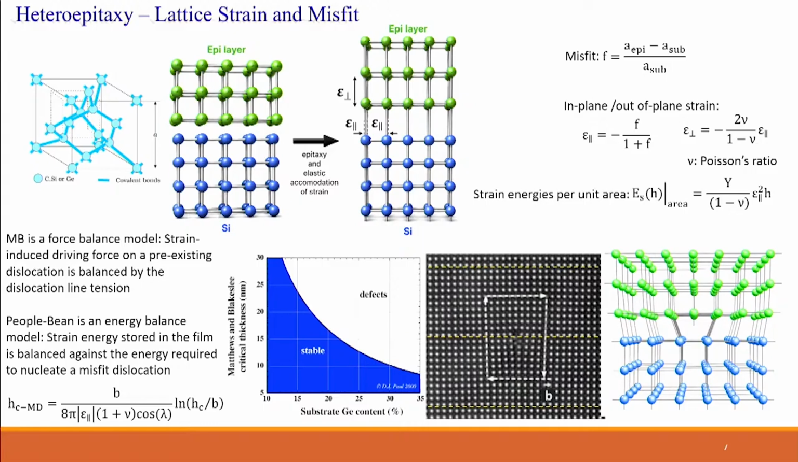Now, what is that thickness? There are different models. None of these models are very accurate. One is a force balance model, one is an energy balance model. These more or less give the upper and lower limit. Experimental data usually lies between these two. One critical parameter you see in all these models is this parameter b, called the Burgers vector.